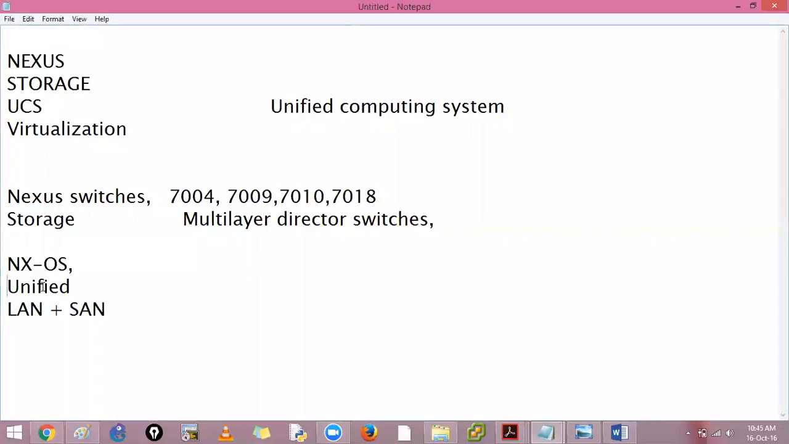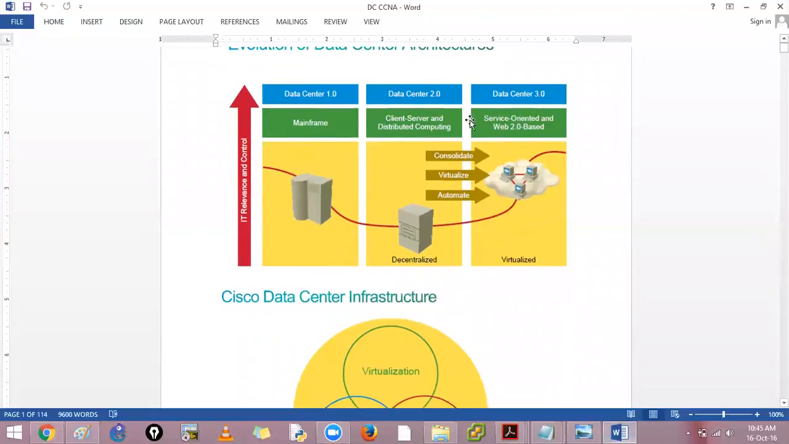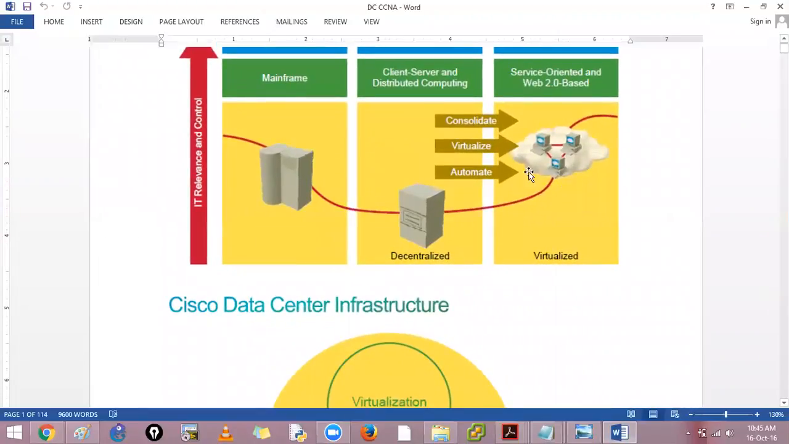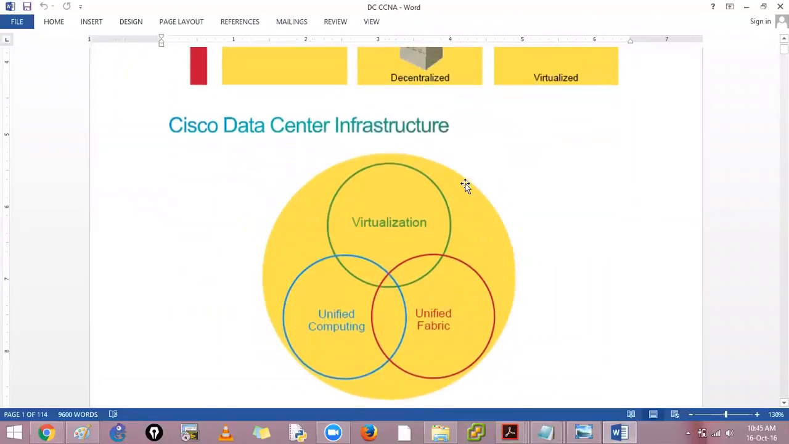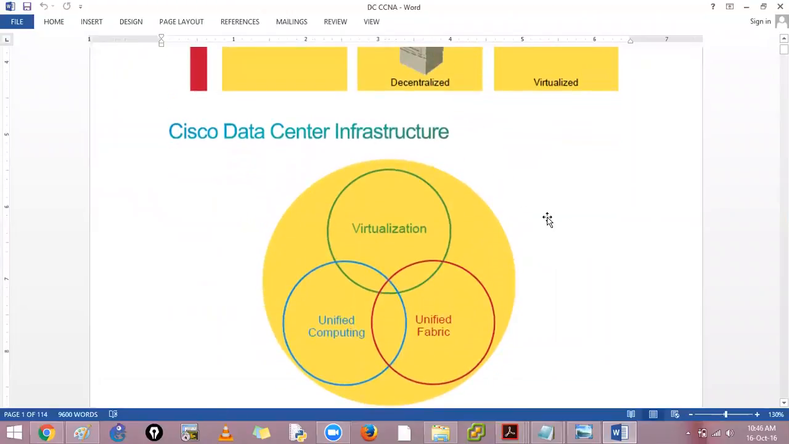So if we talk about unified, your data center also has these three things. This is the latest version that we are learning, data center version 3, that has all of these things. See, this is your data center infrastructure. It will support unified computing, unified fabric. With unified fabric, what do I mean to say? Fabric is technically your switches. If I have 10 switches, we call it our switch fabric. Now, unified fabric means it will support both LAN and SAN.